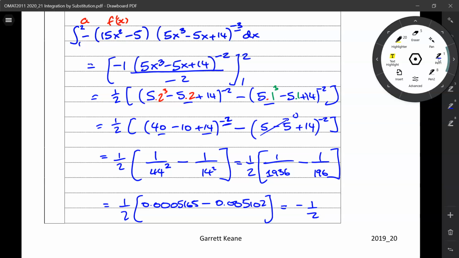And that gives us 1 over 2 times minus 0.00458, and then if we divide that by 2, we get minus 0.00229. So it's a very small number anyway. So that is the answer for that one. Okay, thank you.